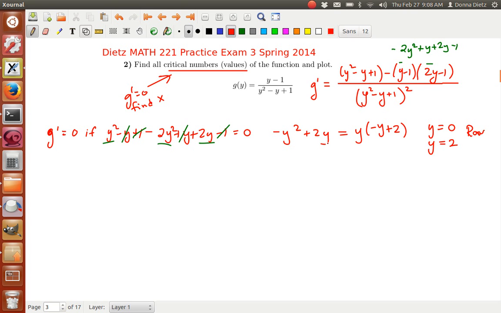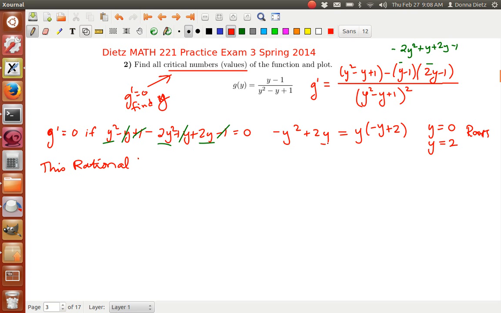And again, I'm sorry. Does it bother you that it's a y instead of an x? Because I even said find x. I meant find the independent variable, and in this case it's y. Sorry.